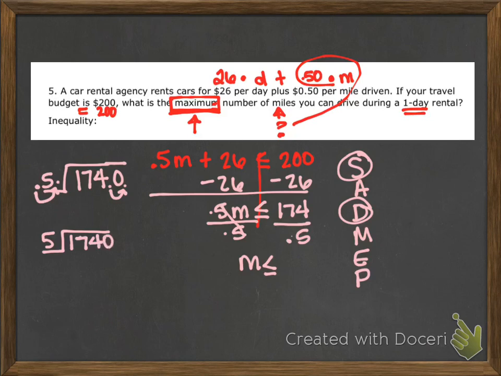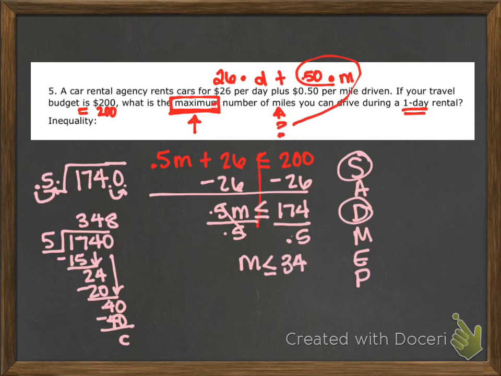1,740. 5 goes into 17 3 times with 2 left over. Bring down your 4. 5 goes into 24 4 times with 4 left over. And bring down your 0. And 5 goes into 40 8 times with nothing left over. So then our answer is M is less than or equal to 348. What does 348 represent? M is less than or equal to 348 miles.